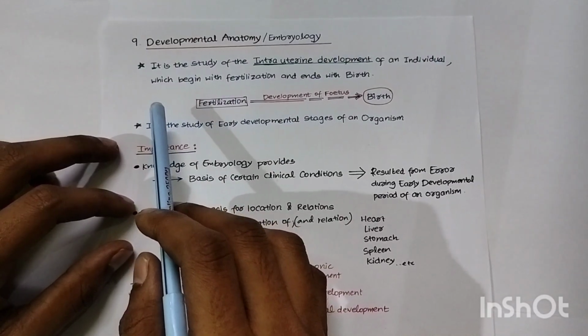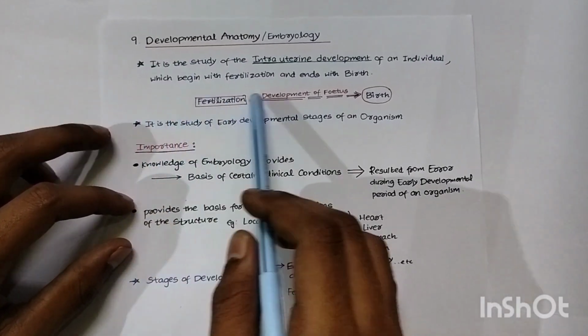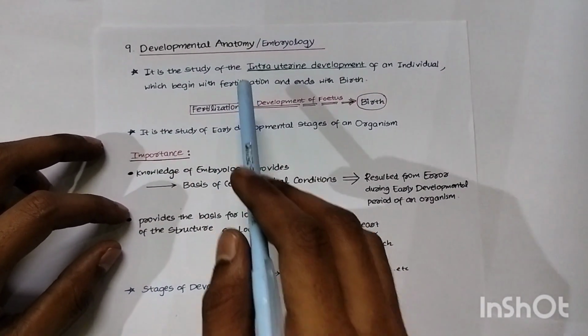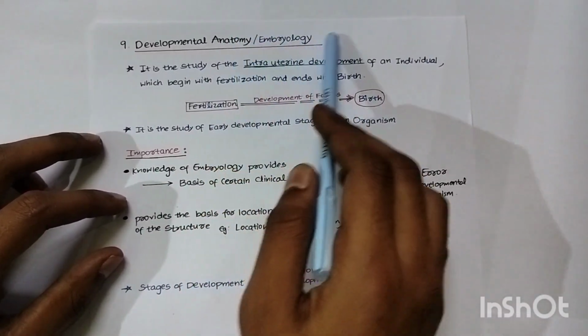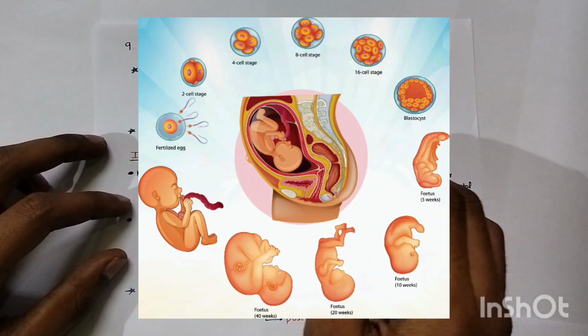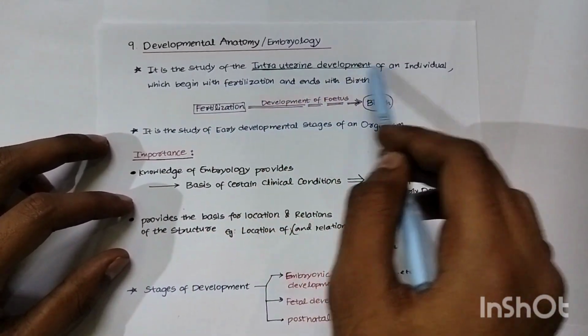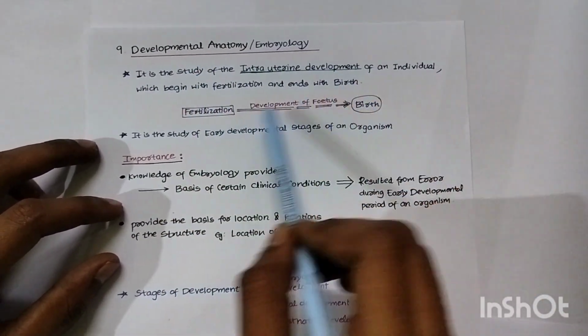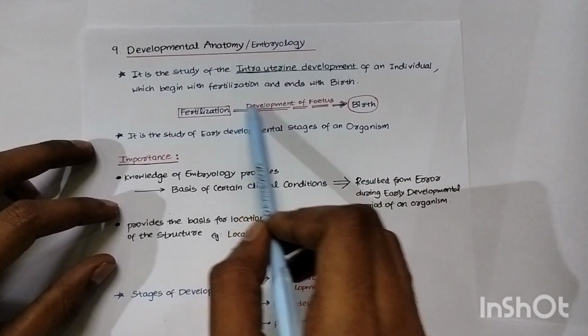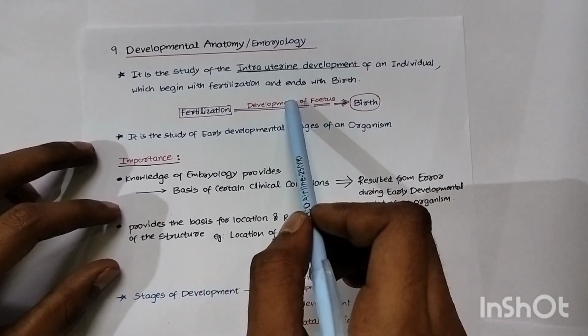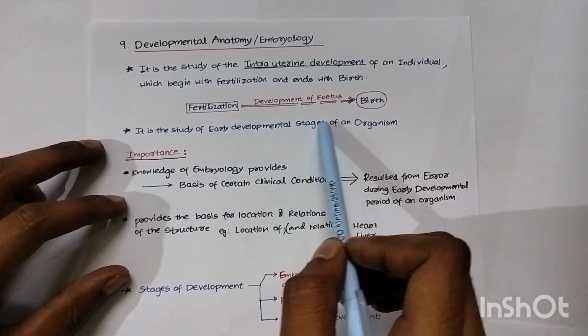And now here comes developmental anatomy, also called embryology. It is the study of the intrauterine development of an individual, which begins with fertilization and ends at birth. Like events from fertilization to birth, the development of the fetus is the developmental anatomy. So it is the study of the early development stages of an organism.